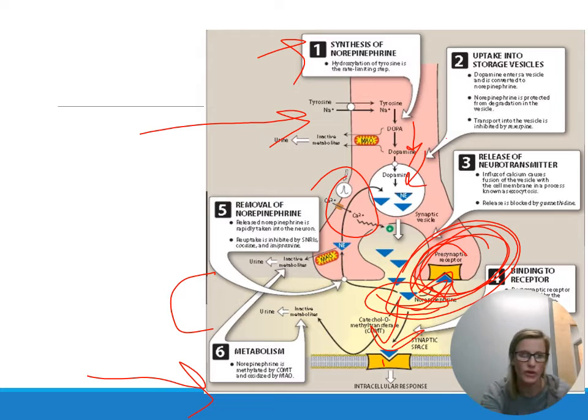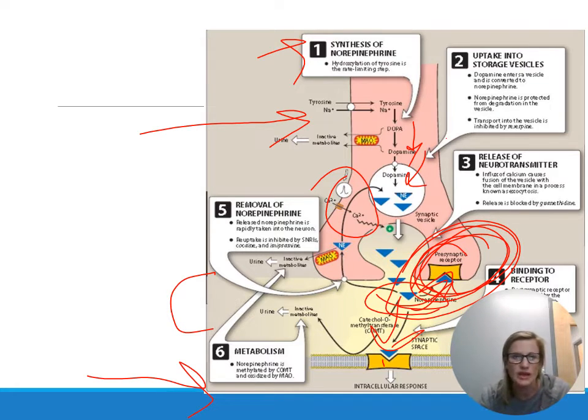Finally, for 5, you can see the removal of norepinephrine. The norepinephrine in the cleft can do numerous different things. It can bind to receptors. It can diffuse away out of the area. It can be broken down. We have enzymes that are present there in the cleft that can break that norepinephrine down. Or norepinephrine can be retaken up into the presynaptic neuron.